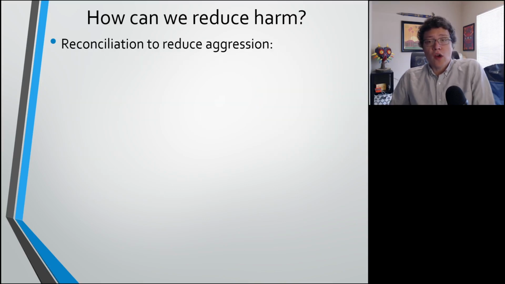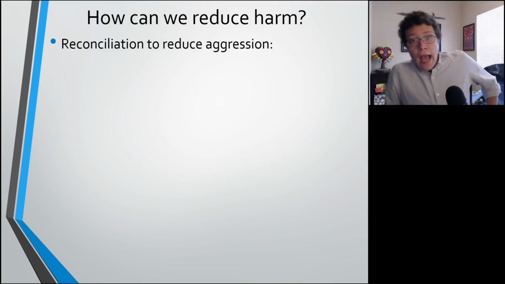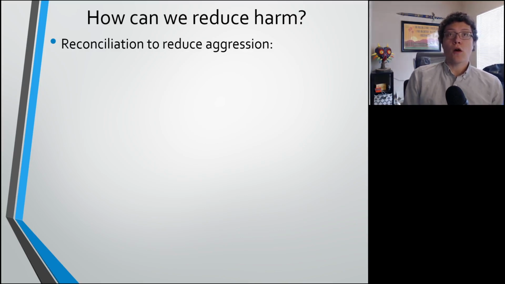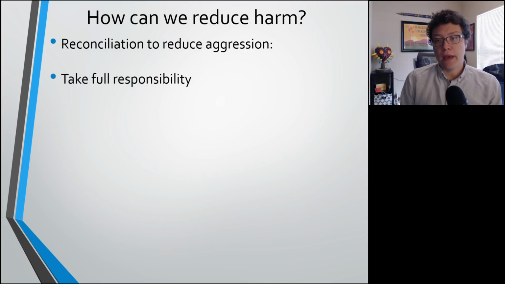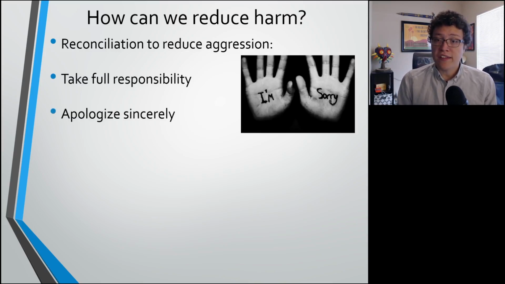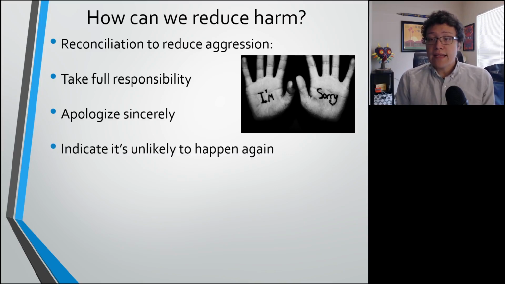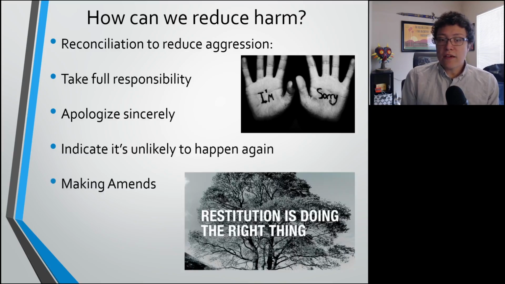So we can also talk about reconciliation. How do we reconcile when we maybe make somebody aggressive or cause some kind of harm on somebody? Well, take full responsibility and apologize sincerely. Basic stuff. Indicate that it's unlikely to happen again and see if there's a way that you can make amends, which I think is also something important to recognize if you want to keep that relationship.